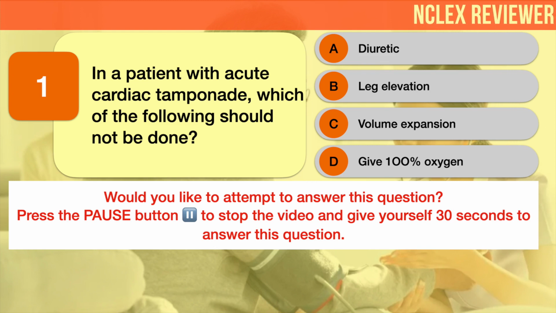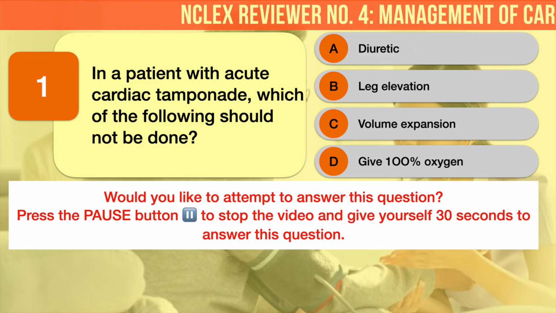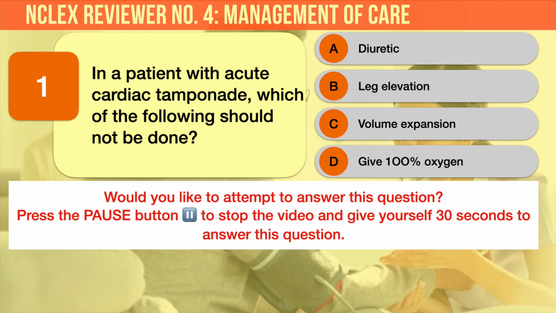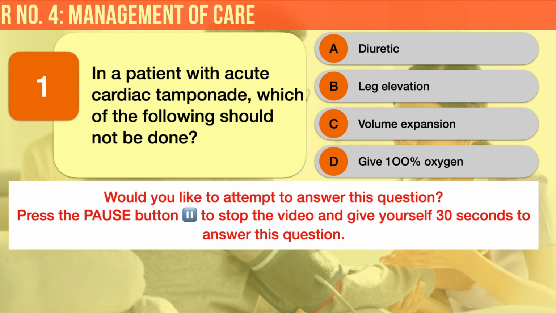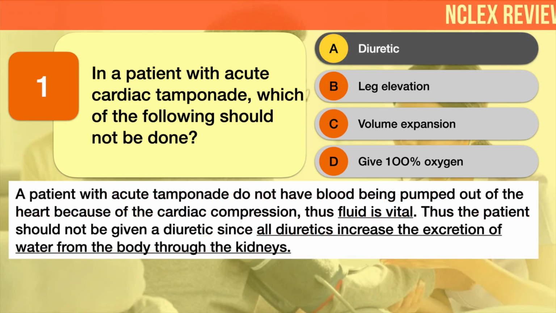Question number 1. In a patient with acute cardiac tamponade, which of the following should not be done? A. Diuretic. B. Leg elevation. C. Volume expansion. D. Give 100% oxygen. The correct answer is A.